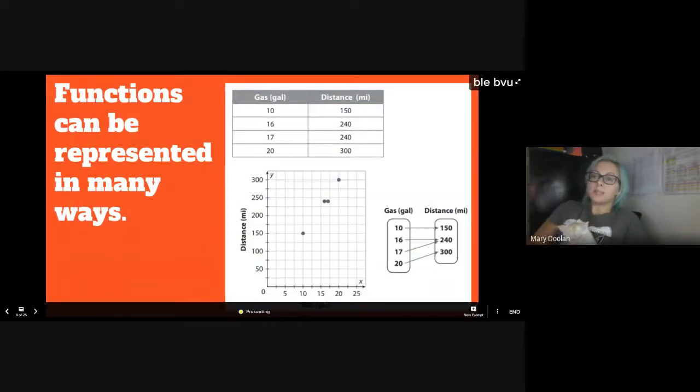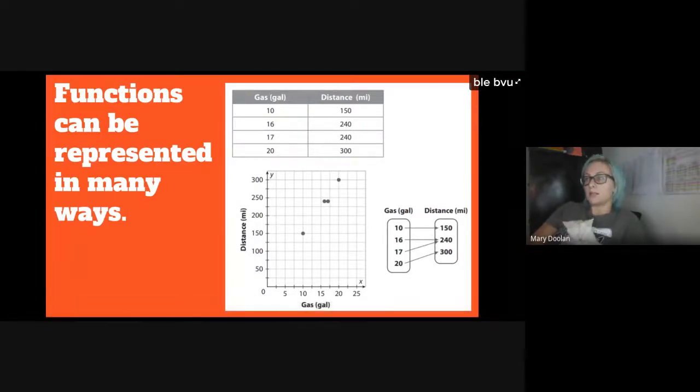Functions can be represented in many ways. So there's different ways of viewing a function. And in this slide, you can see we have a table comparing gas and distance. We also have a graph comparing gas and distance. And then that last one, that's a mapping diagram. The two ovals with the arrows mapping gas to distance. And all three of these are representing the same function. All right, they're just shown differently.